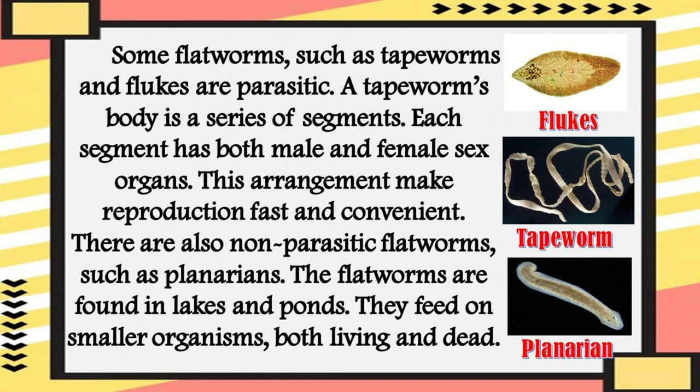A tapeworm's body is a series of segments. Each segment has both male and female sex organs. This arrangement makes reproduction fast and convenient. There are also non-parasitic flatworms, such as planarians. The flatworms are found in lakes and ponds. They feed on smaller organisms, both living and dead.